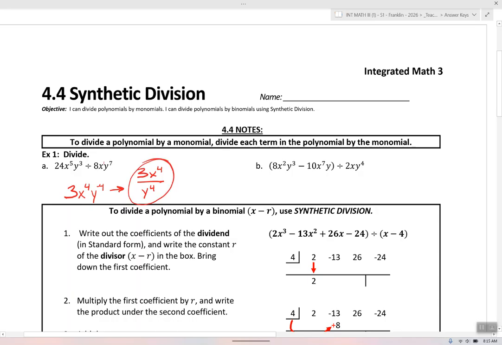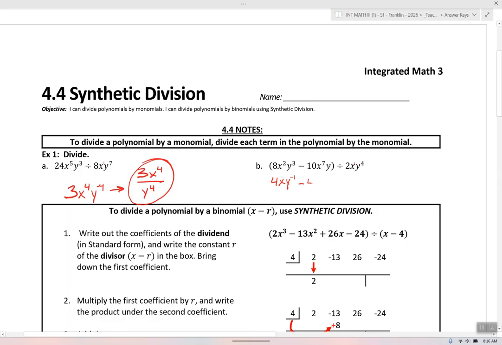Now, when you have a polynomial being divided by a monomial, like in example B here, we're just going to divide each term by that monomial. So first we'll do 8x squared y to the third divided by 2xy to the fourth. So 8 divided by 2 is 4. 2 minus 1 is 1. 3 minus 4 is negative 1. And we'll go ahead and deal with the negative exponents after we divide completely, just to keep it orderly here. Now we'll do the next one.